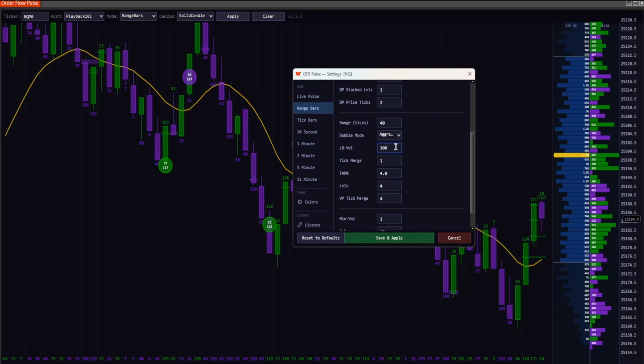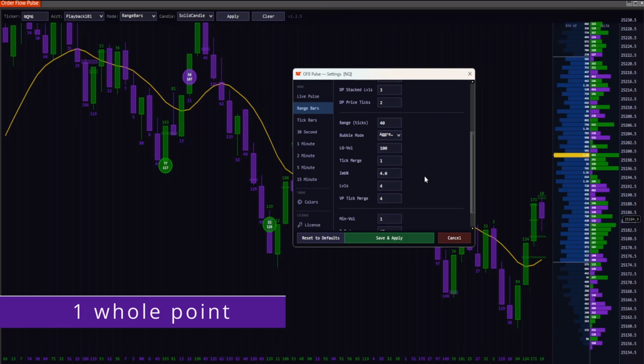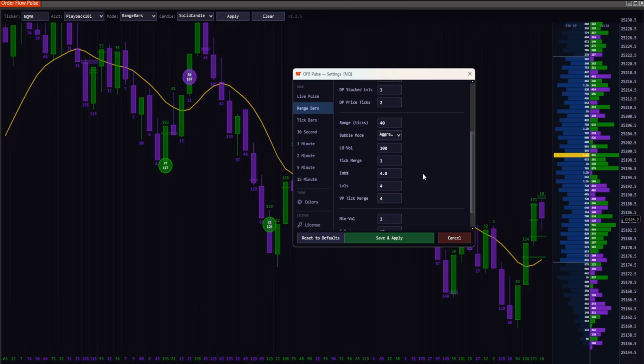So the large volume I have set to 100. You can set this to 75. I have it set to 100, and I just see fewer bubbles, but I want to see highly aggregated ones. Now the tick merge, I don't have this merged to 4 when I'm looking at a 1 minute chart. Most of the time I have this tick merged to 4. The imbalance ratio that I'm using is 4 times more buyers than sellers, or sellers than buyers, and the levels is 4. So I want one whole tick. I want like whole, quarter, half, 3/4. I want one whole tick of 4 times more buyers than sellers for one whole point.